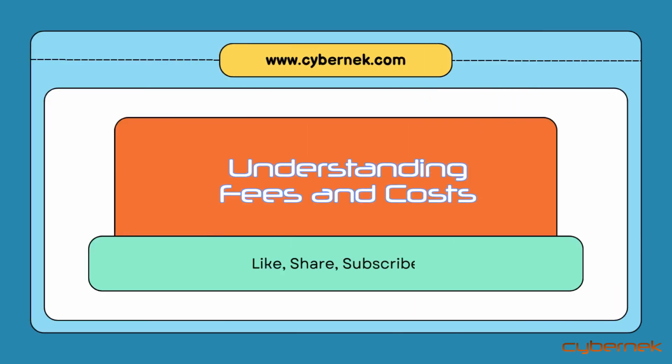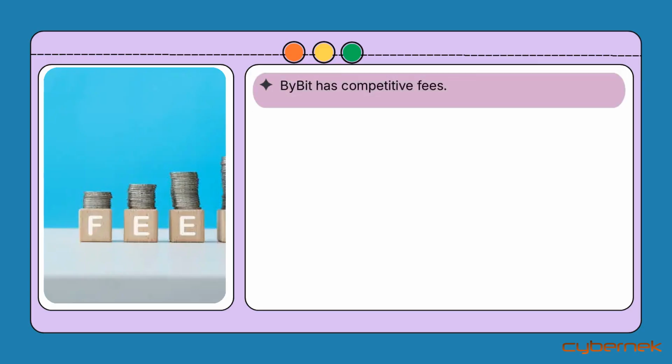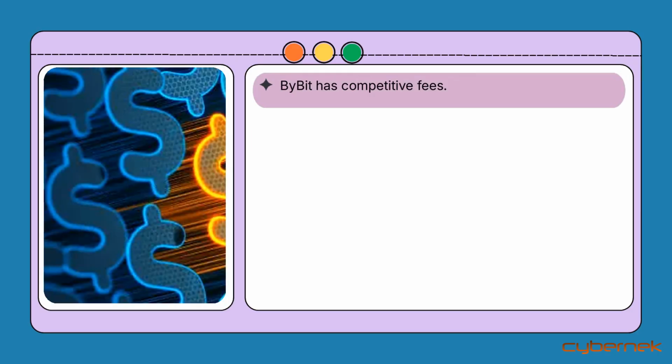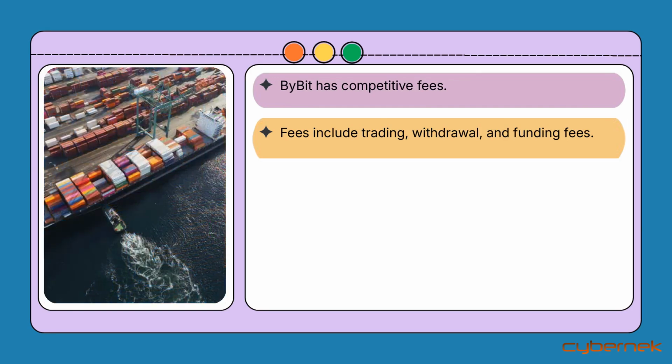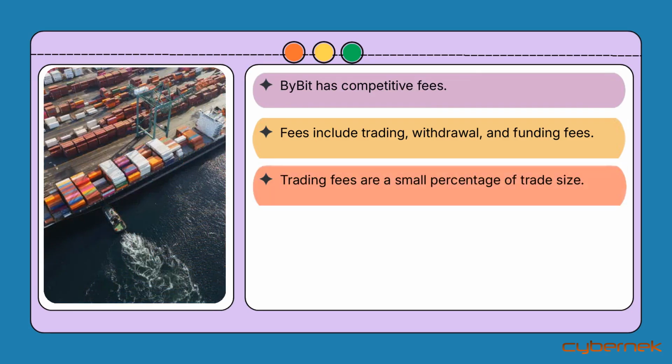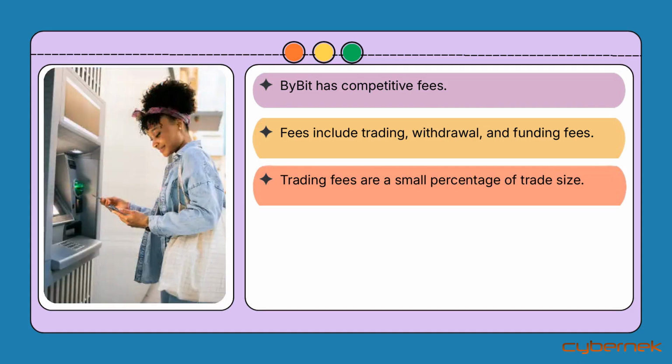Understanding fees and costs. ByBit's fee structure is actually pretty competitive compared to other exchanges, but you still need to understand what you're paying for. There are trading fees, withdrawal fees, and sometimes funding fees for certain types of trades. Trading fees are usually a small percentage of your trade size, typically around 0.1% for spot trading, and can vary for derivatives. These might seem small, but they add up quickly if you're trading frequently.